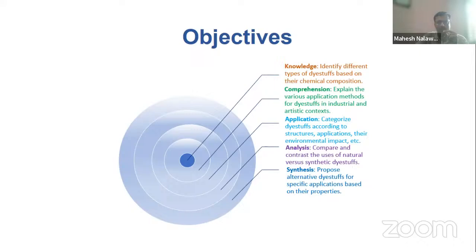The 5 objectives at the different levels: knowledge at the core, the knowledge of the subject, then comprehension of that knowledge, application of the knowledge in the outer sphere, then analysis, and finally, at the higher order, the synthesis of these core subject or the knowledge for the students.